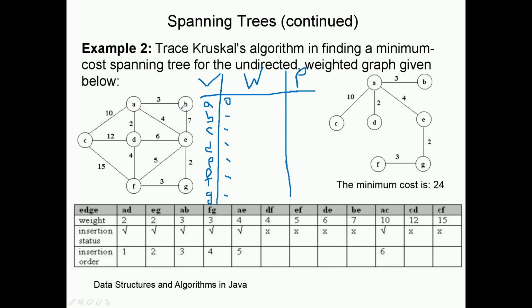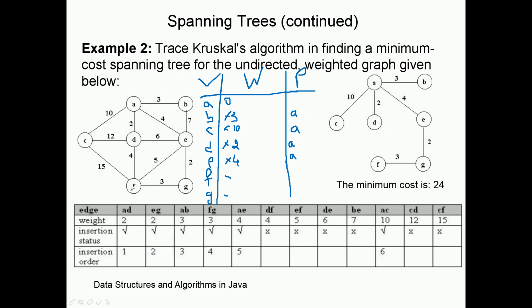From A I can go to B with 3, so I'm going to put B as 3, and I remember that it's coming from A. And then from A I can go to E with 4, so this is going to be 4 from A. And then from A I can go to D with 2, and I remember A is the predecessor. And then from A I'm going to go to C with 10, and I remember that I'm coming from A.